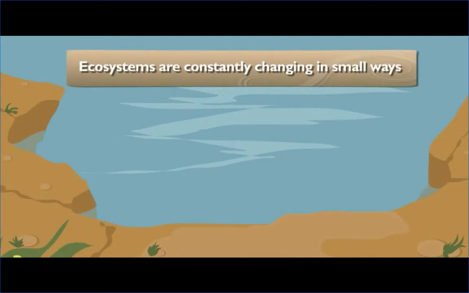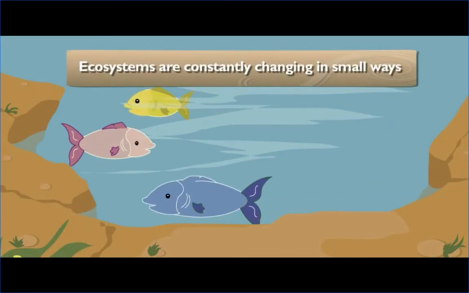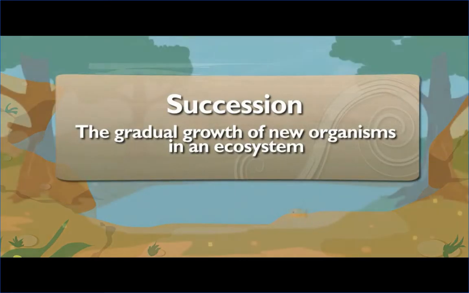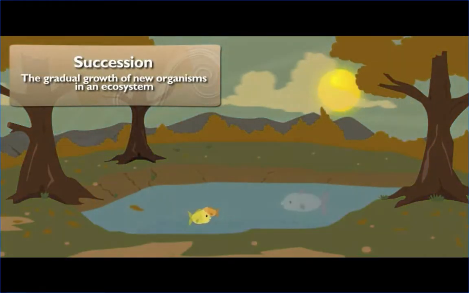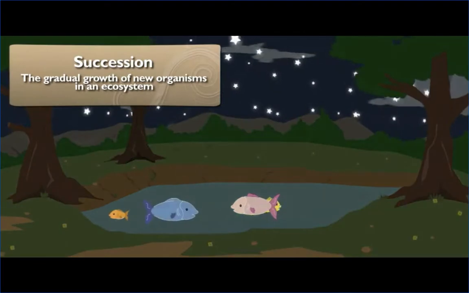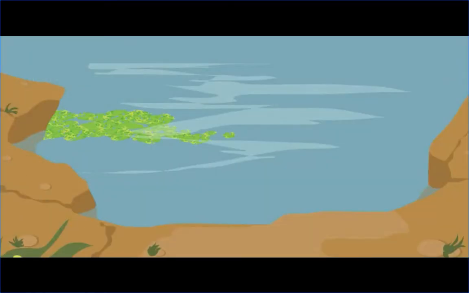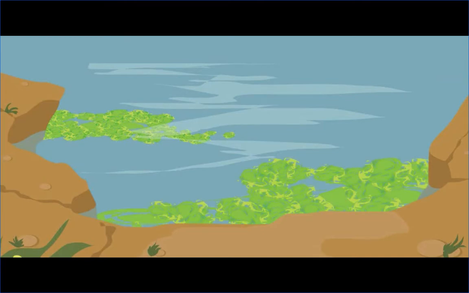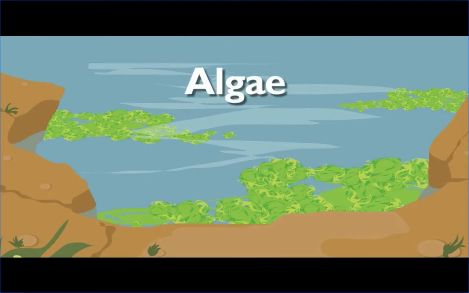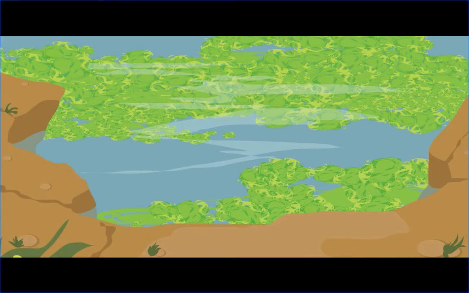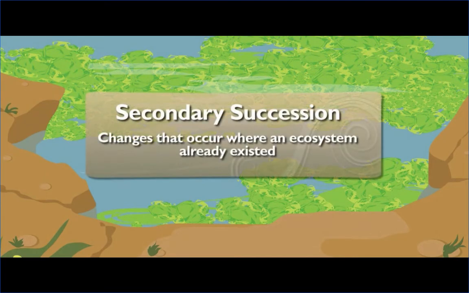Ecosystems are constantly changing in small ways, like when new organisms grow in an ecosystem. There's a name for those changes. I just can't remember what it is. It's called succession. Succession is when new organisms start to grow and live in an ecosystem. Oh, right. And succession is gradual, so we don't notice them right away. See how the lake is covered in that gross green muck? Yeah, it's everywhere. Well, that muck is algae that started growing because of the pollution. Since it's a change that's happening to an ecosystem that already exists, it's called secondary succession.